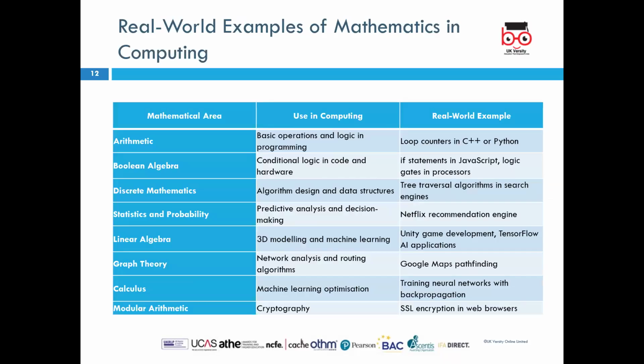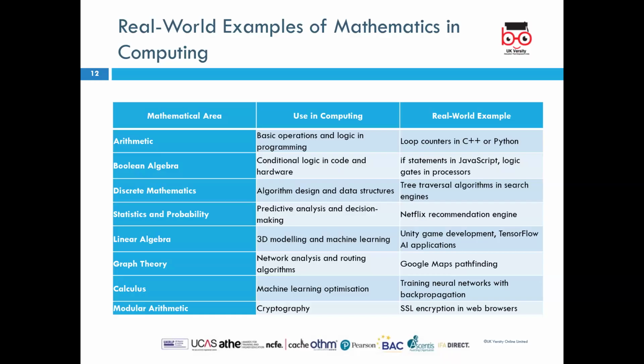Again, real-world examples of mathematics in computing. Arithmetic: basic operations and logic in programming. These are used in loop counters in C++ or Python. Boolean algebra: this is conditional logic in code and hardware, and like we spoke about before, this is used in if statements in JavaScript and logic gates in processors.